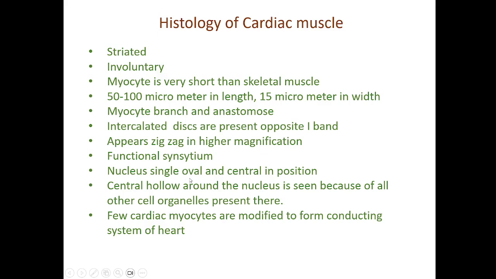The nucleus of a myocyte will be quite big compared to the cell size. It is oval, it is single, and it is present in the center. Around the nucleus, we can see cell organelles. Because of that, if you see the cell under H&E stain, around the nucleus, we might see a central hollow. A central transparent appearance can be seen because at the center, many cell organelles are present nearer to the nucleus. Few cardiac myocytes are modified to form the conducting system of the heart.